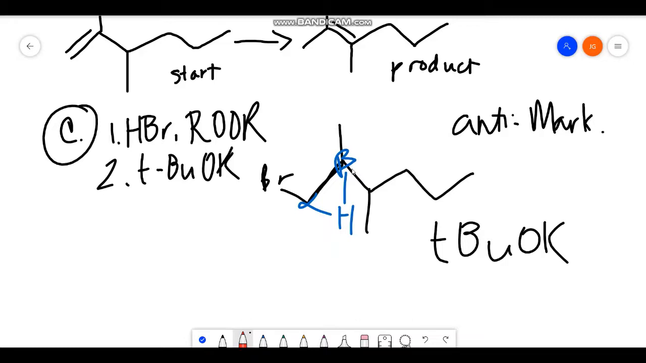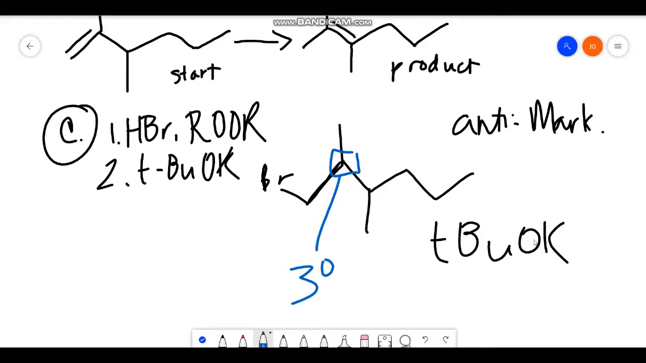However, if you really stop to think about this for a moment, let me clear this out to make it more clear. This carbon is a tertiary carbon. It's bonded to 3 other carbons. So there's a lot of steric hindrance around this carbon, and therefore a lot of carbon orbitals blocking that hydrogen.